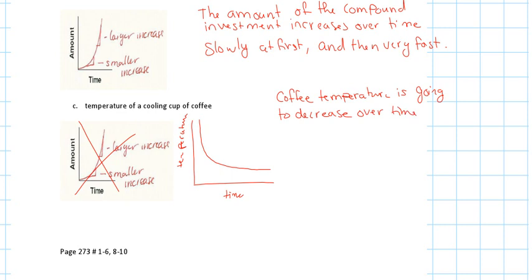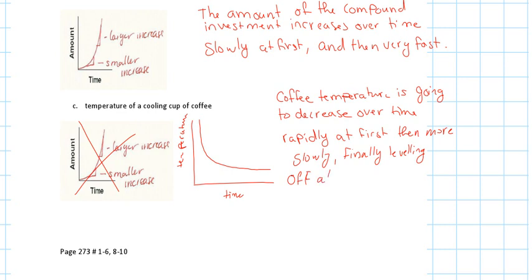Rapidly at first, then more slowly, finally leveling off at room temperature. Are we okay with that?